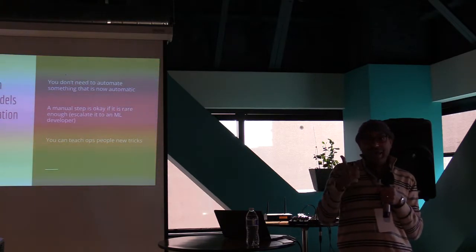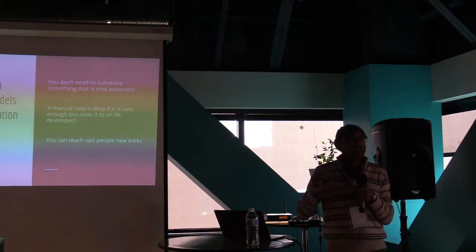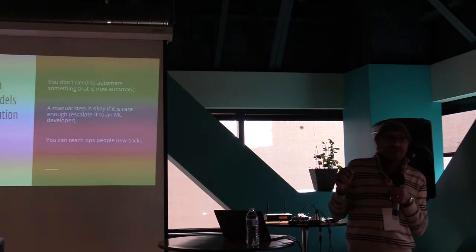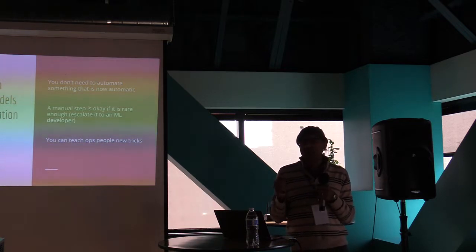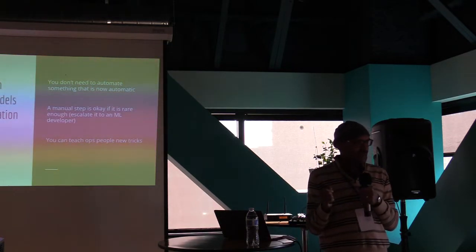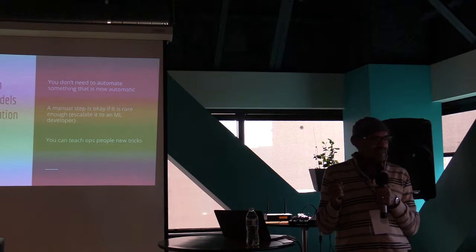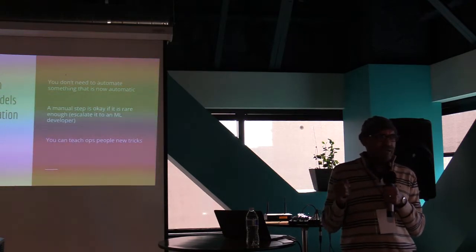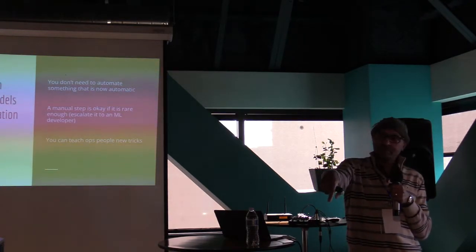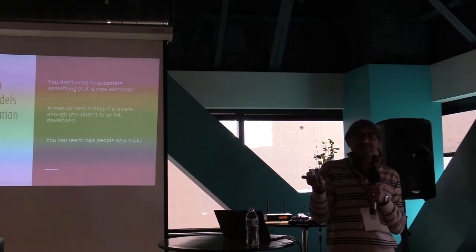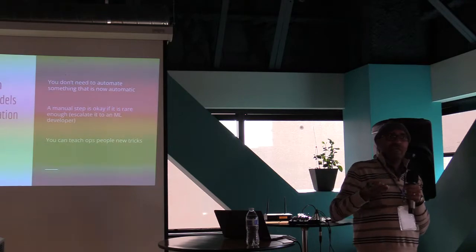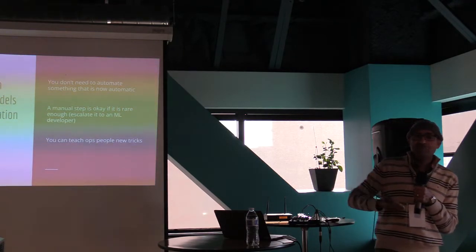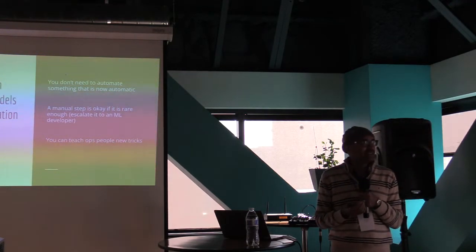Secondly, a manual step is okay if it is rare enough. Drift detection. You're going to spend a year and a half building an automated drift detection system when it is something that people can eyeball and tell you this graph is going down. Right? So just have somebody look at the graph once a week. It's going to be a lot simpler than building an automatic drift detection system.